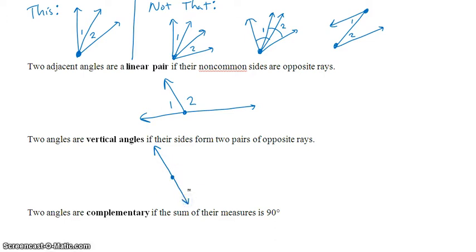Here's one opposite ray. Here's a second opposite ray. We really have two lines intersecting. When two lines intersect, we create 1, 2, 3, 4 angles. Vertical angles are angles that are across from each other in this example. Angle 1 and angle 2 are vertical angles. They share a vertex and their sides form two pairs of opposite rays. These two angles are also vertical, but I'm not going to label them in this picture.